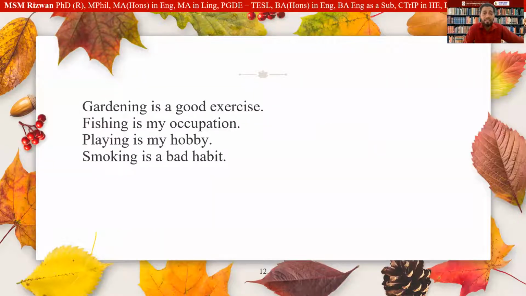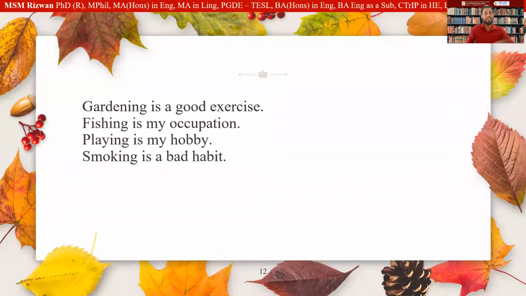Now here I have given you some examples so you can simply understand. Gardening is a good exercise. Gardening. Here you can see the ING verb gardening. Gardening is a present participle. Gardening is a good exercise. In the sentence, you can notice gardening is a verb form but functions as a noun in this context.